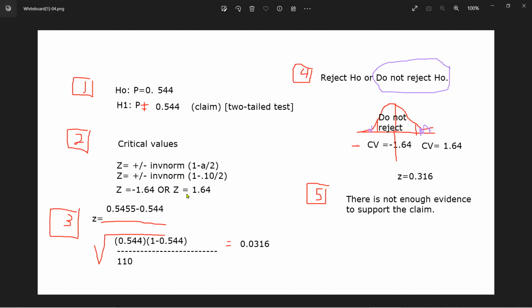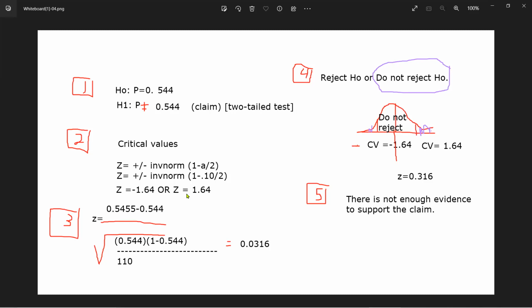If you took your Z-score to more decimal places, that's fine. You'll get negative 1.645 or 1.6454. However far you took it, that's okay.